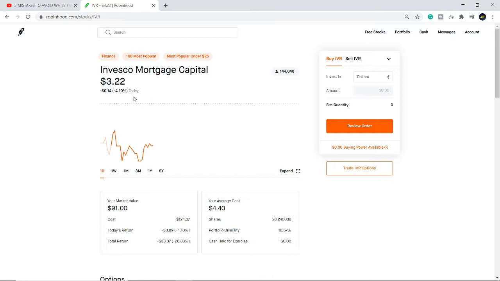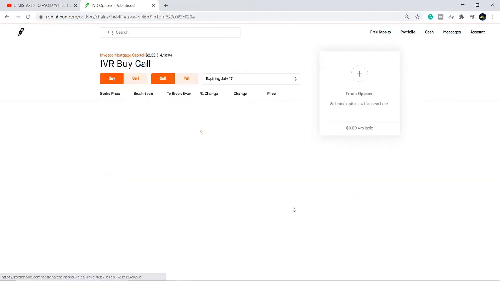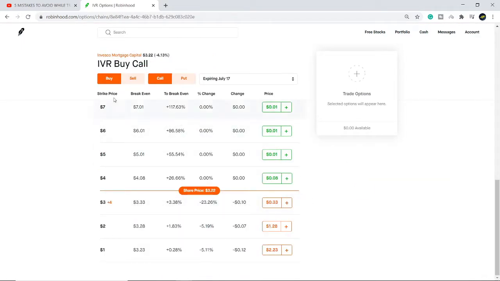I'm using IVR as an example for today. But yeah, before we start, if you can't handle stocks going up and down, I wouldn't recommend options, because it's that but times 100, so it's more chaotic. But yeah, so you trade IVR options and you get this spreadsheet right here. It says buy, sell, call, and put, and I'll be explaining what each does and what each one means.